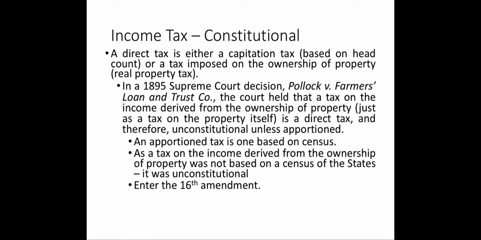Now in 1895, and keep in mind that date, in the Supreme Court decision of Pollock versus Farmers' Loan and Trust Company, the court held that a tax on the income derived from the ownership of property, again, this direct tax, is a tax on the property itself, a direct tax, and therefore it's unconstitutional unless it's apportioned. So the original Constitution enacted in the late 1700s basically said that a direct tax is only constitutional if it's properly apportioned. Getting to that issue that I mentioned earlier.